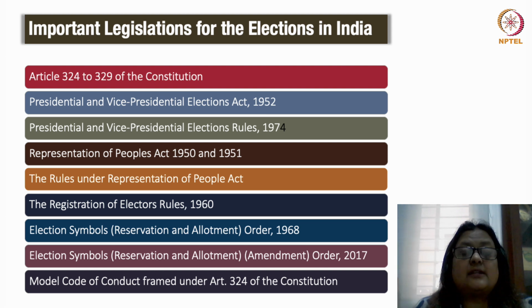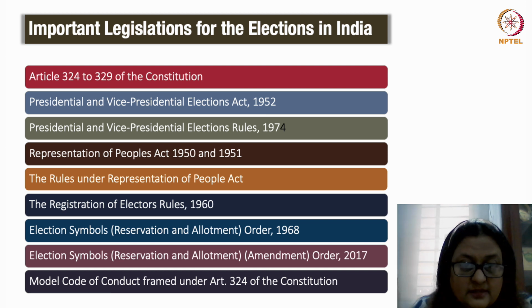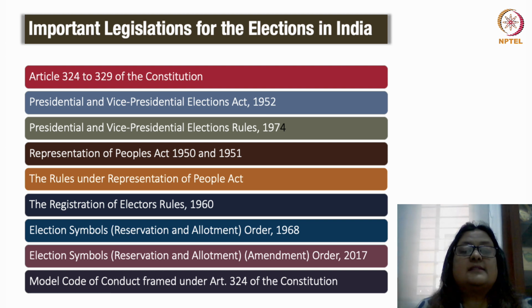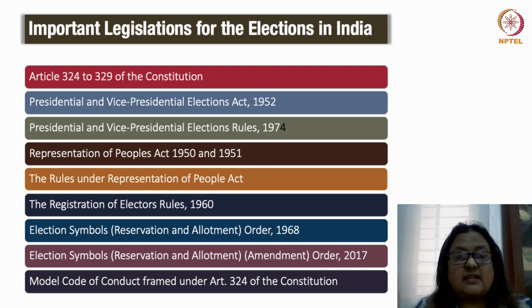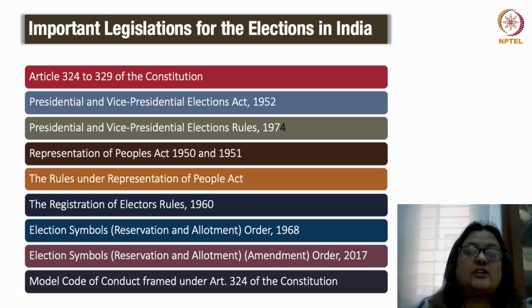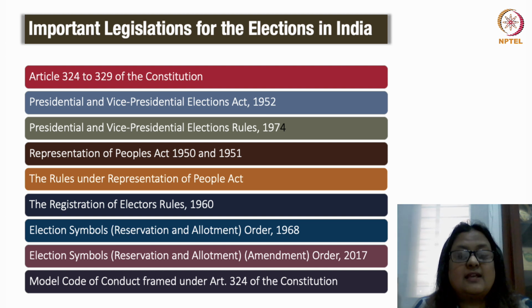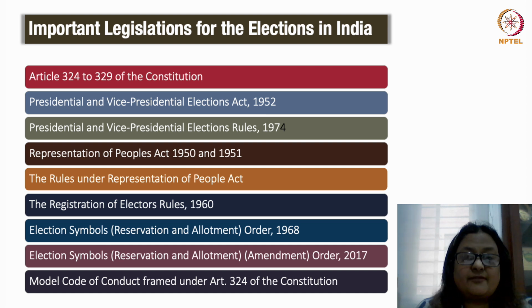The Registration of Electors Rules 1960 is a very significant act. The Election Symbols Reservation Allotment Order of 1968 and the Election Symbols Reservation Allotment Amendment Order of 2017 are very important for the conduct of elections. Another significant instrument is the Model Code of Conduct framed under Article 324 of the Indian Constitution. As the word says, it's a code of conduct and not a legislation, but it has been framed by the Election Commission for the conduct of free and fair elections.